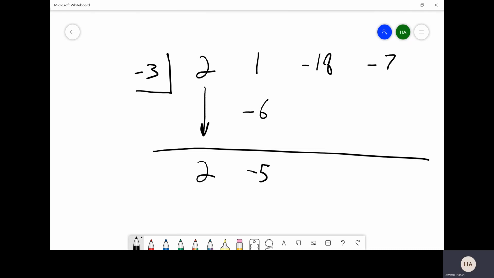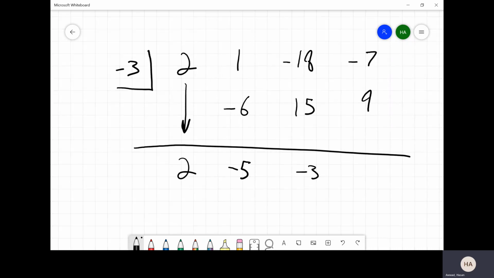And now you just repeat. So now you have negative 5 times negative 3, which should give you a positive 15, right? Negatives cancel out. You write it in the next column over. Now you add the numbers in the column. Negative 18 and 15 should give you a negative 3. So negative 3. And then once again, negative 3 times negative 3 gives you a positive 9. So you have a positive 9 over here. And then negative 7 plus 9 gives you a 2.